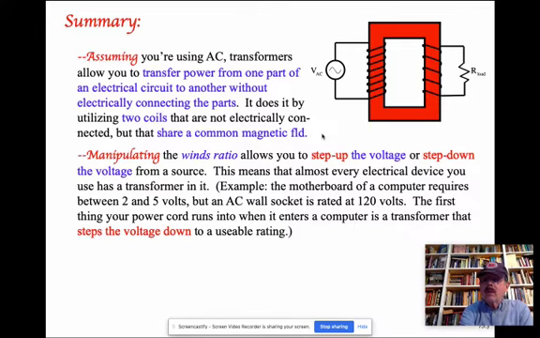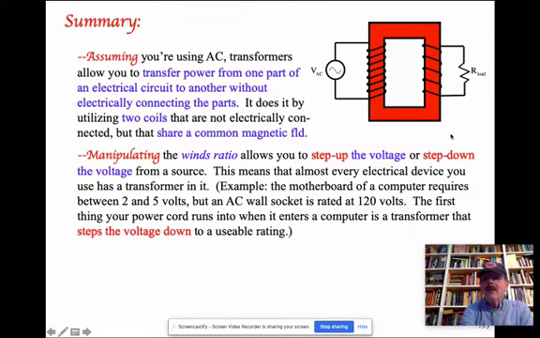So what are these things useful for? Well, the motherboard on a computer could require anywhere from 2 to 5 volts. Your wall socket provides 120 volts. You can't very well just plug a computer straight into a wall socket, because it would blow it out. So the 120 volts gets plugged into a step-down transformer. The turns ratio is such that if you have 120 volts across here, you have maybe 5 volts across here, and this is the part that goes into the computer proper.